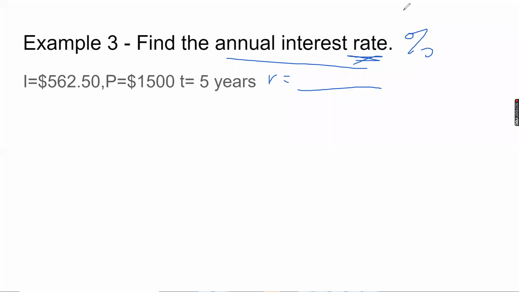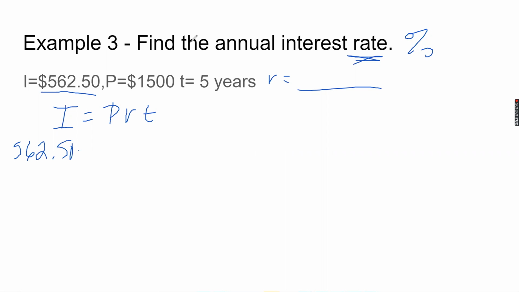So let's go ahead and look. So we know our formula is I = PRT. So if we look up here, we know that I is equivalent to $562.50. Our principal is $1,500. And we don't know the rate, so we're going to leave that as an R. And our T is our time, which is 5.